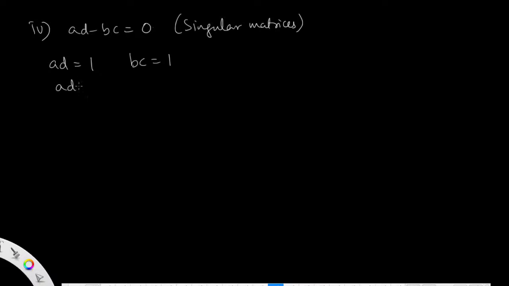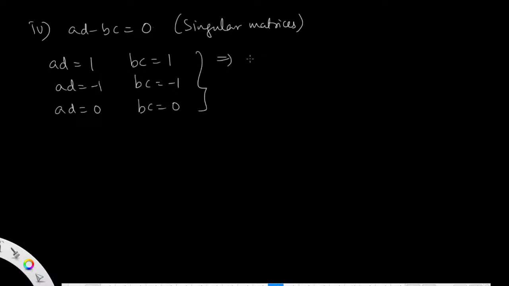That is AD minus BC must be equal to 0. Invertible matrices or singular matrices. Singular matrices means, for singular matrices, it is AD equal to 1 and BC equal to 1. If it is AD equal to minus 1 and then BC equal to minus 1. Or else another case, if it is AD equal to 0 or BC equal to 0. So these are the 3 cases.